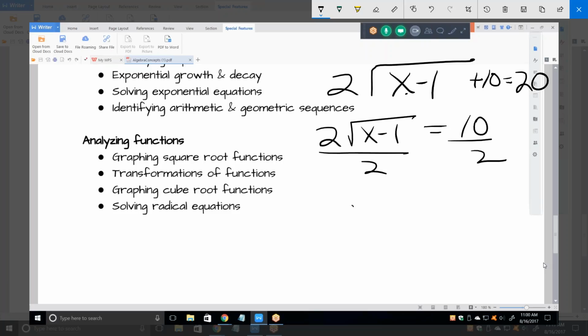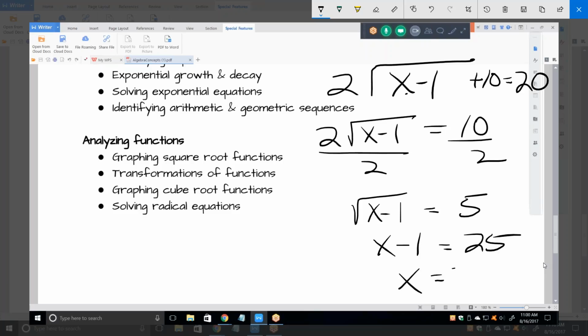Okay, so that would be the square root of x minus 1 equals 5. And then you'd square it, so then it'd be x minus 1 equals 25. And then x equals 26. Very good. Okay.